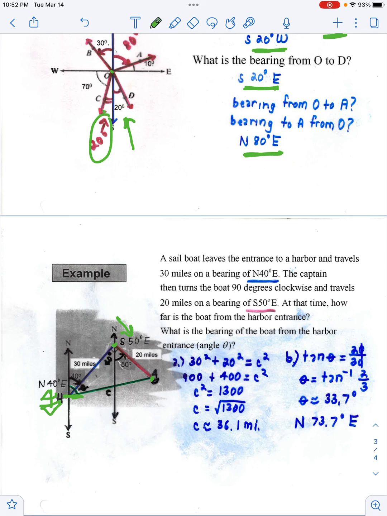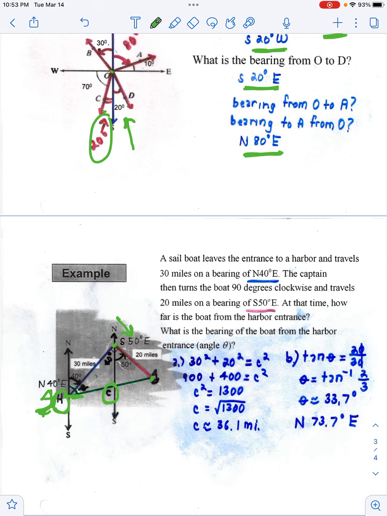And then it says, at that time, how far is the boat from the harbor entrance? So the harbor entrance, that's H. In my original diagram, that's H, and that's right here. And that was my boat. So how far is the distance? And I called that C here.